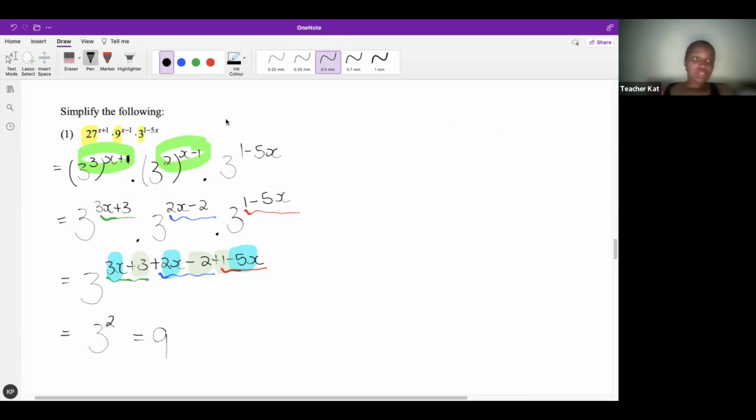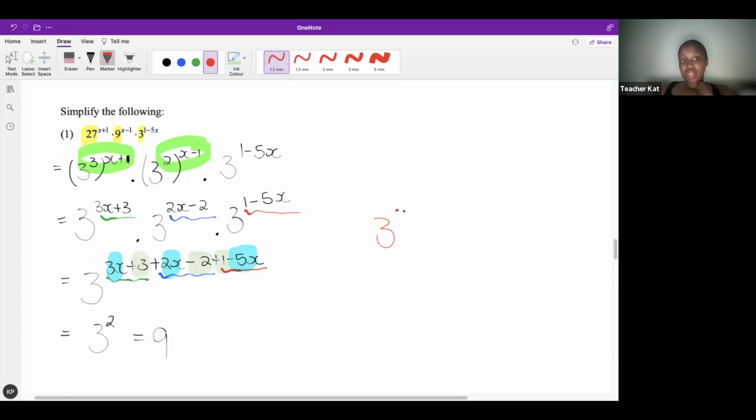Okay. So in the first step, we changed everything to have a base of 3. Do you understand that part? So 27 is the same as 3 to the power of 3. And 9 is the same as 3 to the power of 2. Are you with me so far? So all we did was change them so that they have the same base. Wonderful.